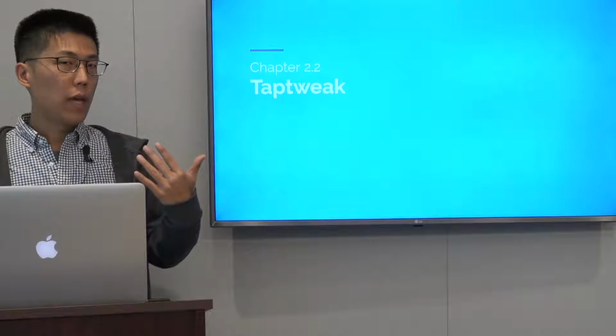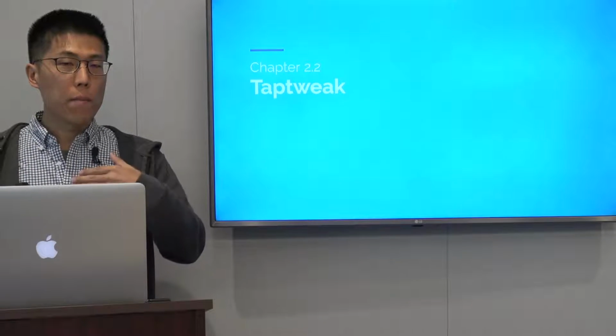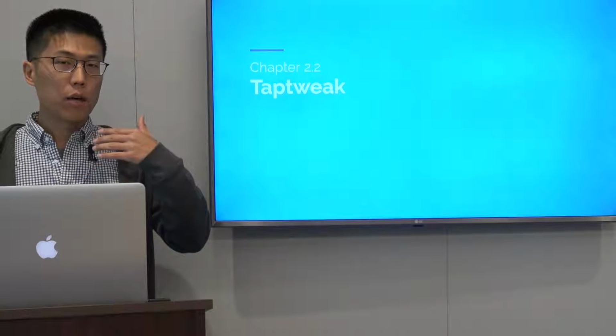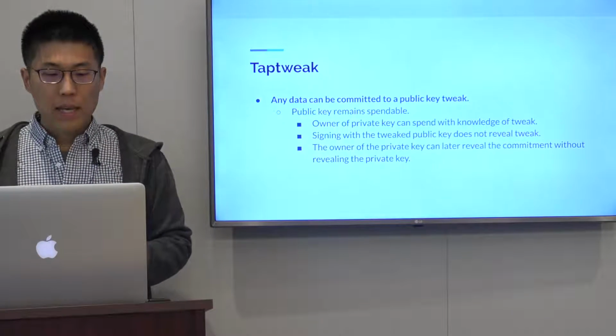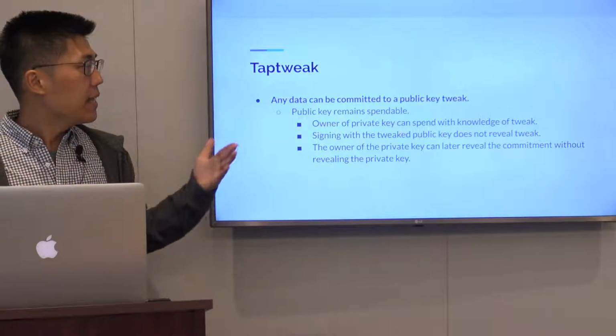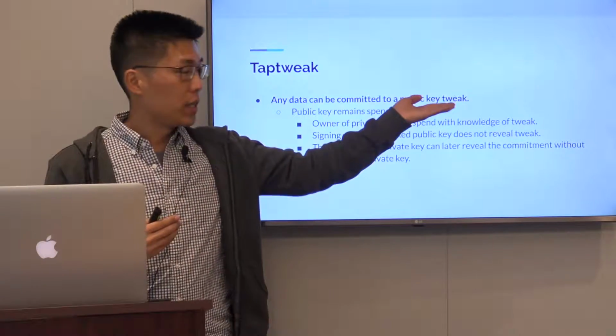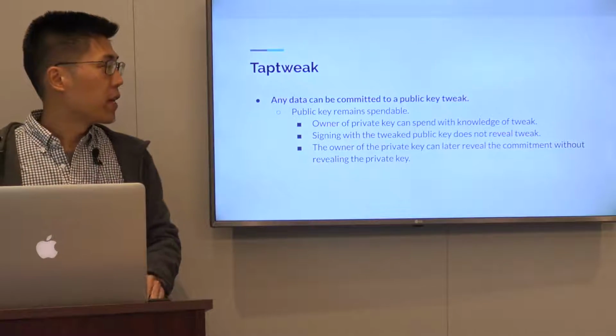So in this chapter, we're going to look at Taptweaks. Now, Taptweaks are the way we can commit the different scripts, the alternative script paths, into the Taproot output. What is a Taptweak? Well, generally speaking, any data can be committed to a public key tweak, right? And this has some really nice properties that we will take advantage of.